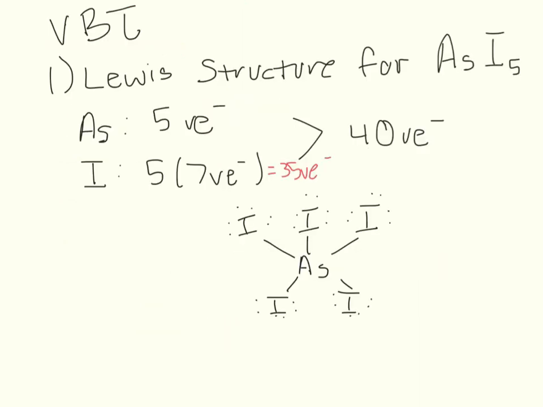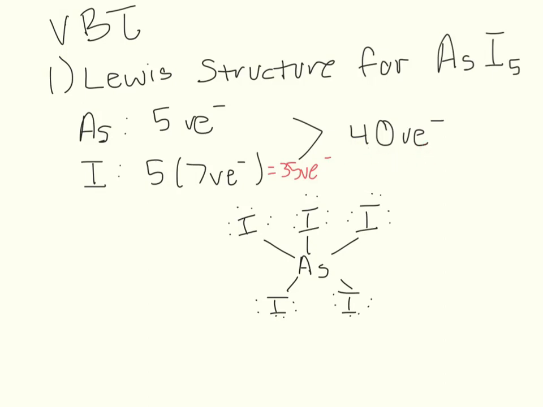I want to begin with the Lewis dot structure for arsenic 5 iodide. As we can see, there are 5 valence electrons for arsenic, and there are 7 valence electrons for iodine. But since there are 5 iodines, we have to multiply the 7 valence electrons from iodine times 5, giving us a total of 35 valence electrons for iodine. And then we add 35 with the 5, giving us a total of 40 valence electrons.